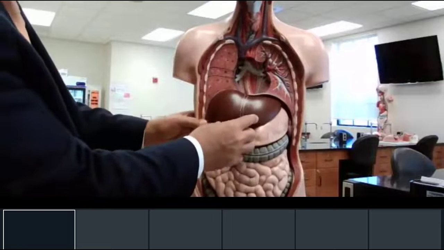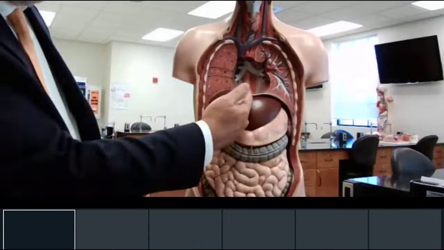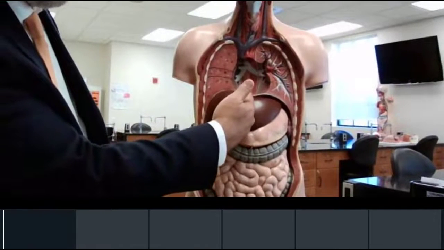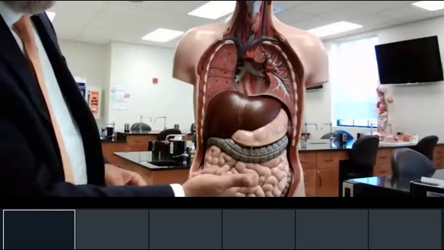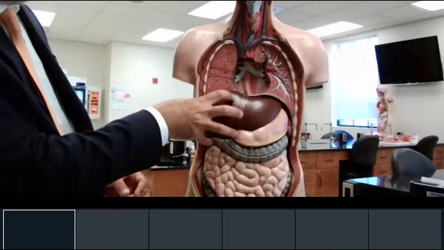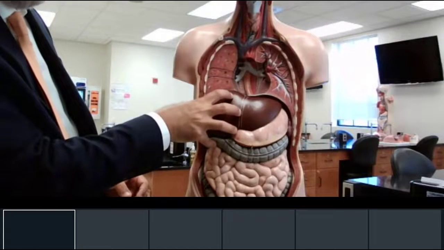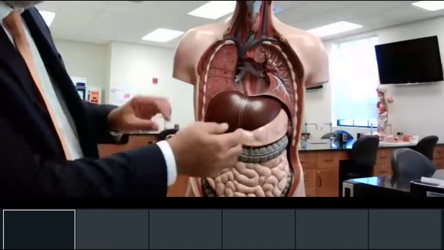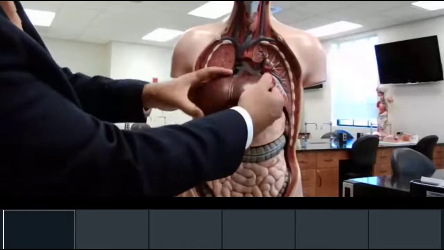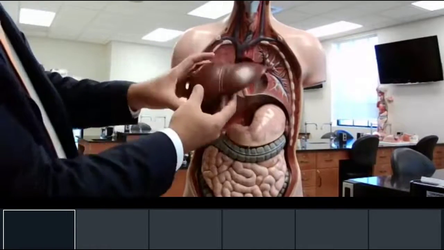But I want to just mention that if you put an imaginary line down here and one across the umbilicus, we can call this the right upper quadrant. Okay, and what do we have there? The right lobe of the liver and also the gallbladder.